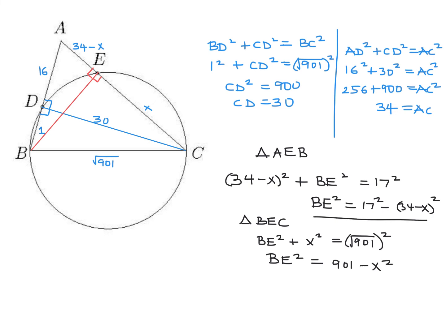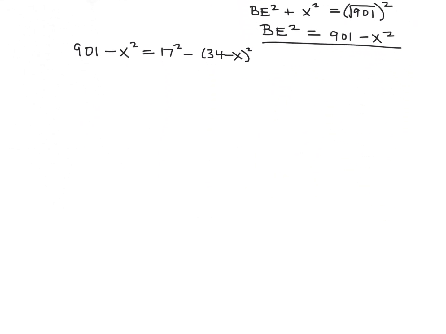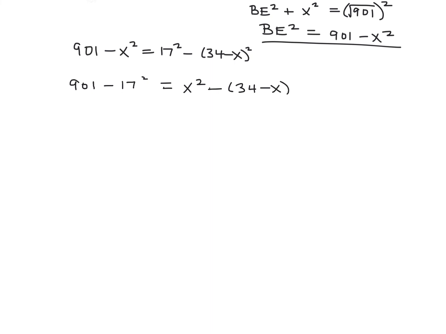Oh, there we go. We got BE equal to that, BE equal to that, so set them equal to each other. So 901 minus x squared is equal to 17 squared minus (34 minus x) all squared. Okay, great. We got it down to one variable, so we should be able to solve this without any problem. Okay, so we got 901. And let me put the numbers on one side, and then put the x's on one side.